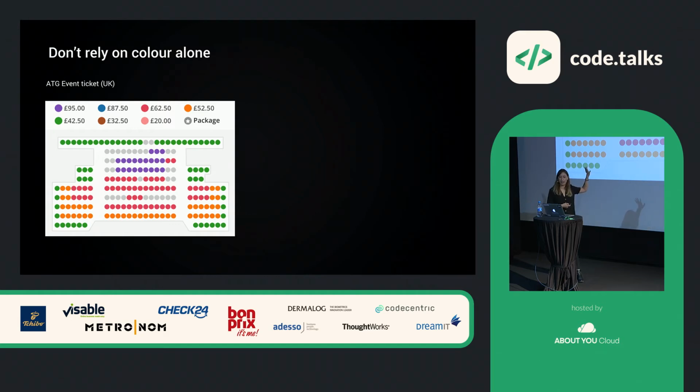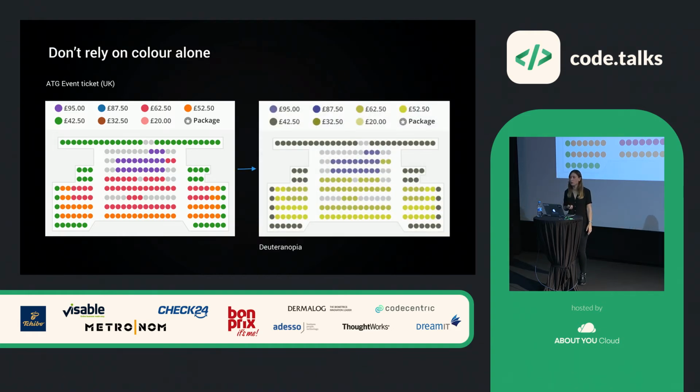I'm going to give you an example here of an event ticket in the UK. This is a website where you can buy tickets for a show or for the theater, right? So you select the dates, you select the show, and then you are asked to select a seat. Each seat is attached to a price, and for each price, it has a different color. But what would happen with someone who has deuteranopia, which is one of the most common ones? This is what they would see. Basically, the prices between 62, 52, 32, and 20 all look very similar.